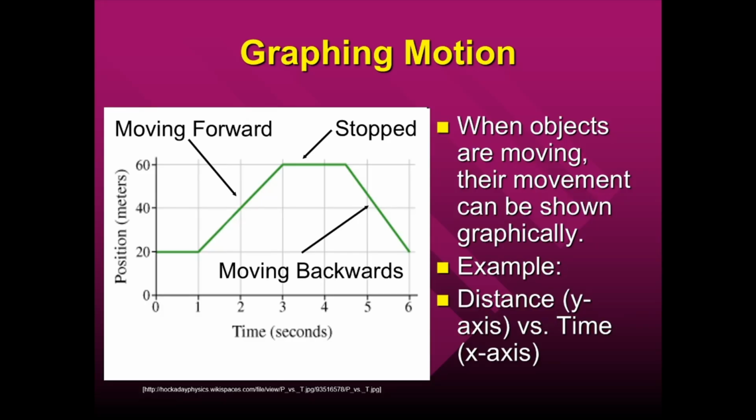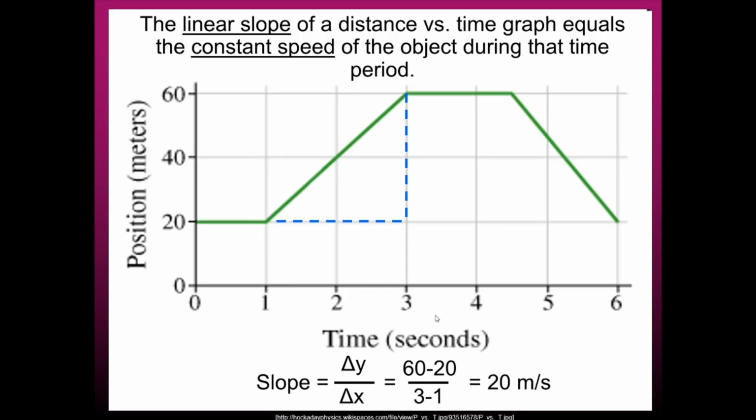Another thing that I want to point out here is that this graph represents meters over time, in seconds. So this is a distance over time. Well, we know a unit for something that is distance over time, and that is velocity. So this is a chart for velocity measuring distance over time. Mathematically, we can apply a simple idea here: the linear slope of the distance versus time graph is equal to the constant speed of the object during that time period.